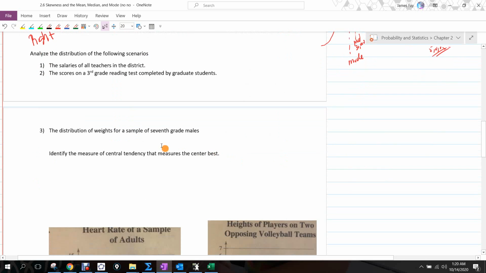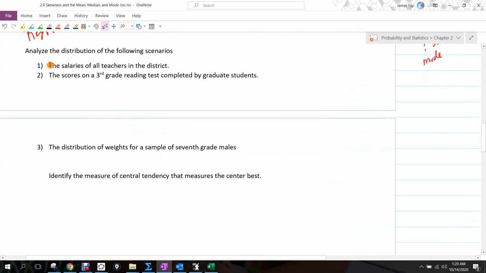All right, the next says, and you're going to see some examples like this, analyze the distribution of the following scenarios. We have to think in our minds, what would really be going on in this situation? Is there going to be any outliers? Because that's really what's happening here, these skewed distributions are developed because of the impact of outliers.